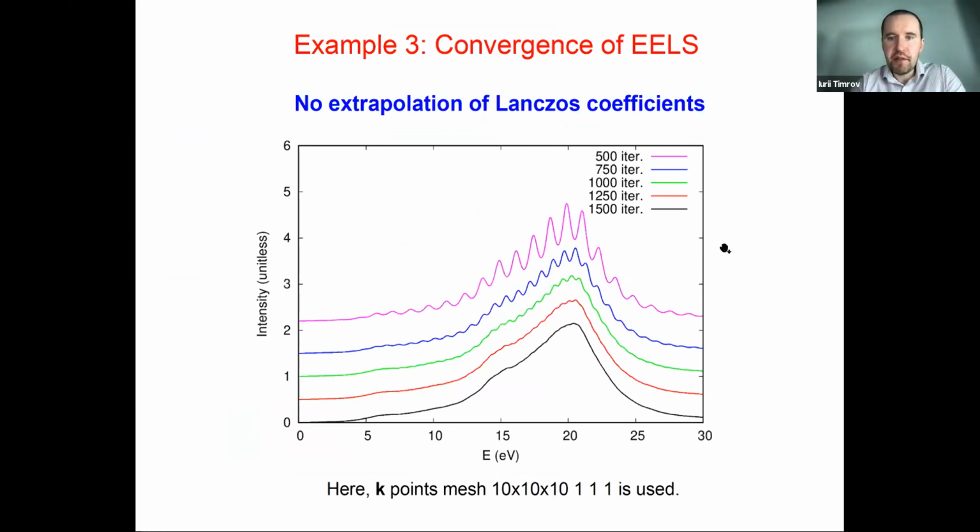But what you can see, interestingly, is that the spectrum converges when you increase the number of iterations. You see at 500 iterations there are unphysical oscillations. You cannot compare this to the experiment. But when you have more and more iterations, it gets smoother and smoother. And at the end of the day, with 1,500 iterations, you have a very nice, smooth, clean ILS spectrum of bulk silicon, which you can compare with experiments. Remember that this was computed at a fixed k-point mesh, which is 10 by 10 by 10 shifted 111. So we need to also converge the spectrum with respect to the k-points. This is one of the next tasks.